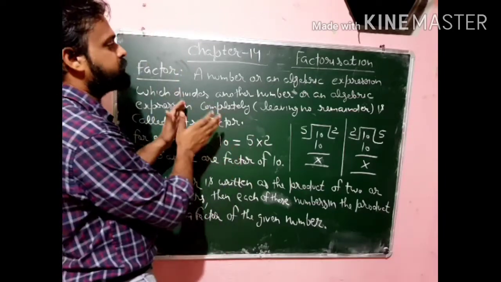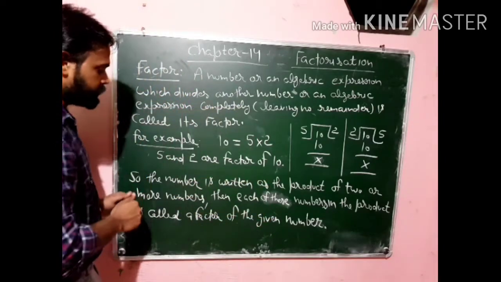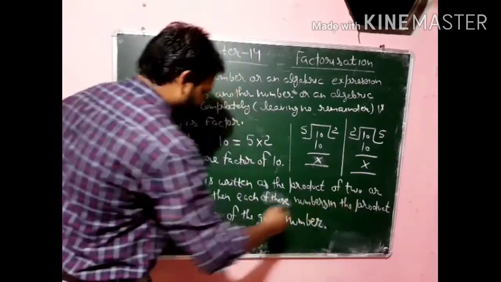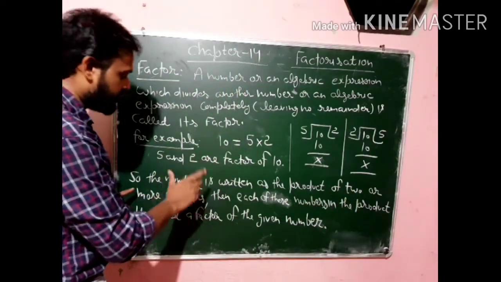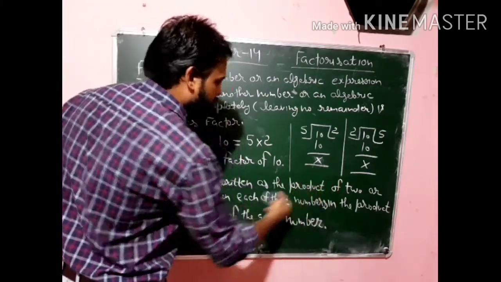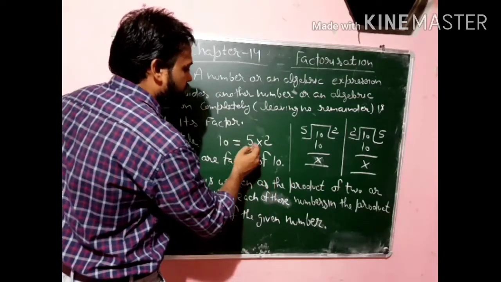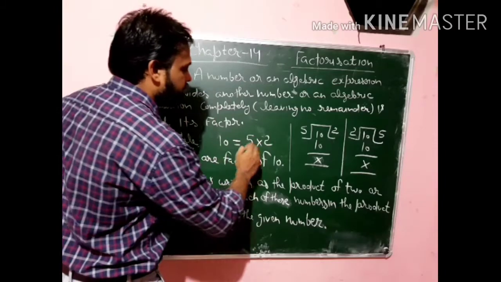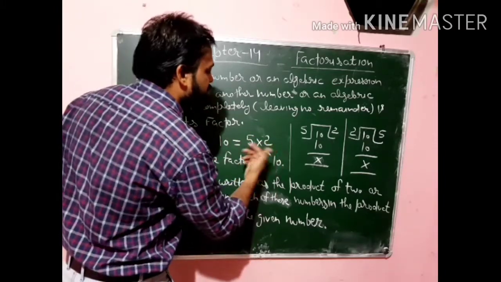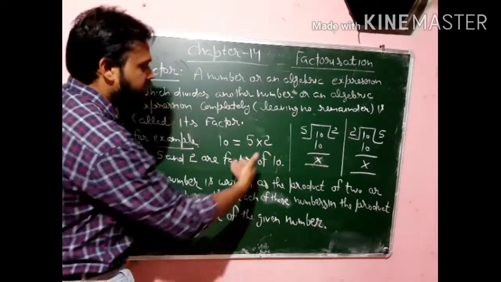This definition still is not complete. You have to read this one also along with it. So what is this? The number is written as a product of two or more numbers. A number like 10 can be written as a product of two or more numbers. Like I had written 10 as 5 multiplied by 2. I have written this number 10 as a product of two numbers. Here only two numbers exist in this case, but it can be more than two numbers also.